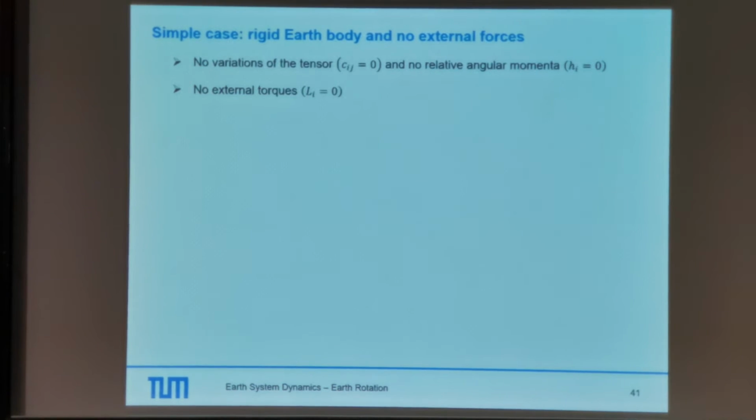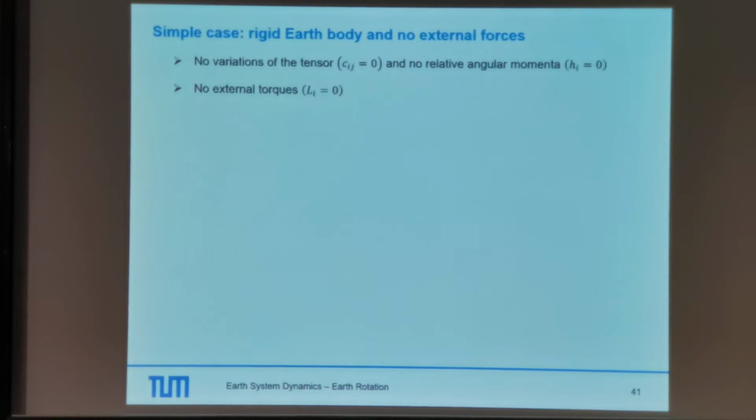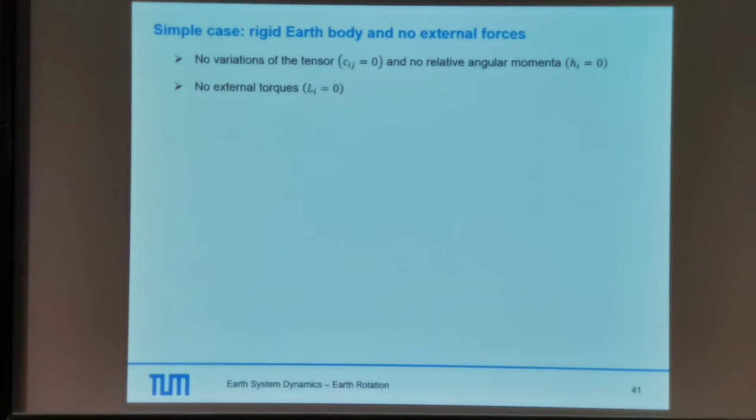No mass transports at all. We have no relative angular momentums, so the small h quantities are 0, which means we do not have winds, we do not have currents, so everything is more or less rigid. We are on the rigid body again, and we have external torques. So we end up with this here.